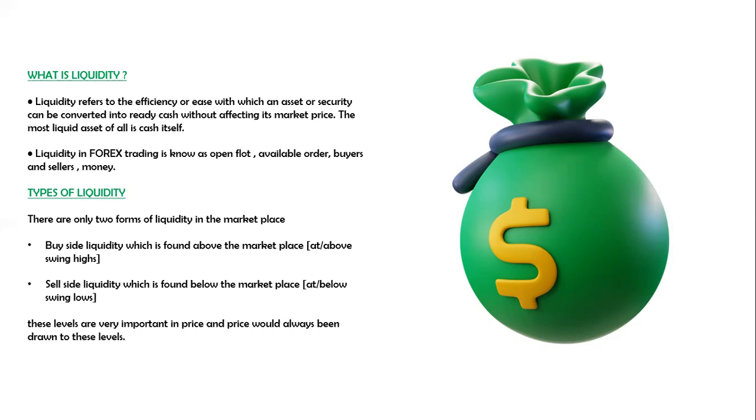Now, these levels are very important, and price would always be drawn to these levels all the time. The market would always go there. Market is not drawing towards support and resistance. It's not drawing towards a particular indicator or a moving average. No, guys, it's not. It's drawing towards liquidity, and liquidity is of 2 types: the buy side and the sell side.